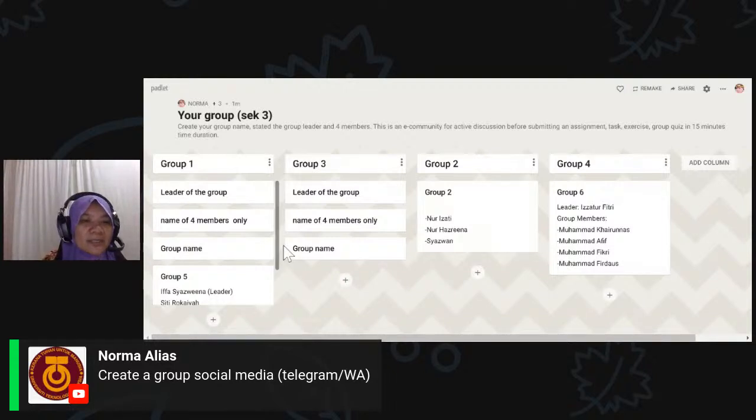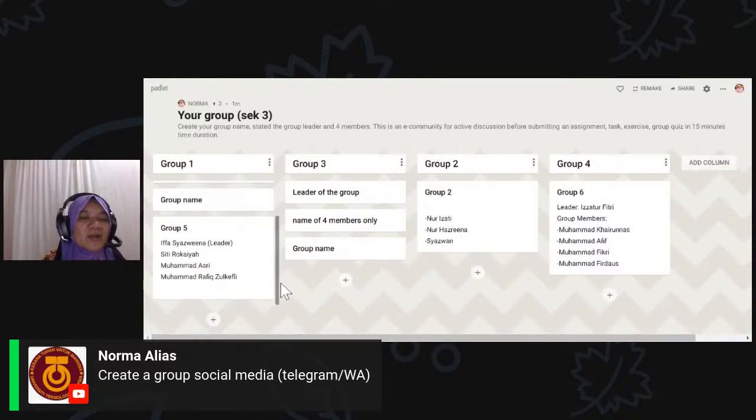How about the group in chapter 5? Chapter 5 leader is Ifa Shazwina. Thank you very much, leader. Then Siti Rokaya, Muhammad Asri, Muhammad Rafiq, and another one. You have one more for group 5. Now group 2 is still working. The leader they still don't know, it's Noor Izzati, but the members are Noor Hazrina and Shazwan. Very good, thank you very much.